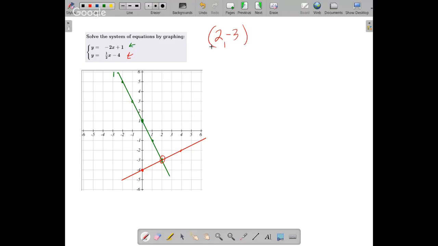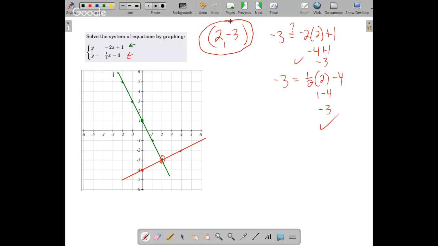So let's plug back in to make sure. So y is negative 3, and that's supposed to equal negative 2 times 2 plus 1. That's negative 4 plus 1. Yep, that's negative 3. The other equation, y is still negative 3. 1/2 times 2 minus 4. Half of 2 is 1. Minus 4 is negative 3. Yep, it checks. We definitely have a solution to the system.